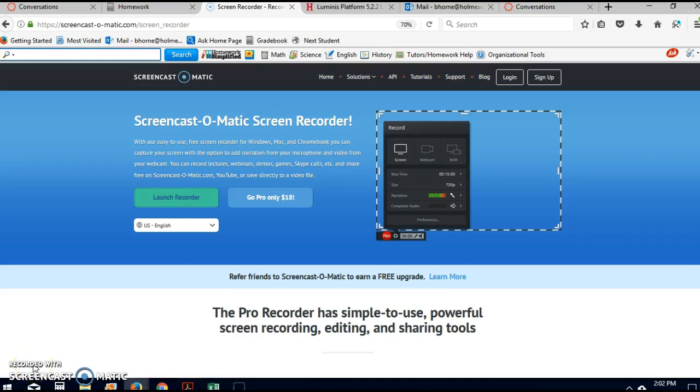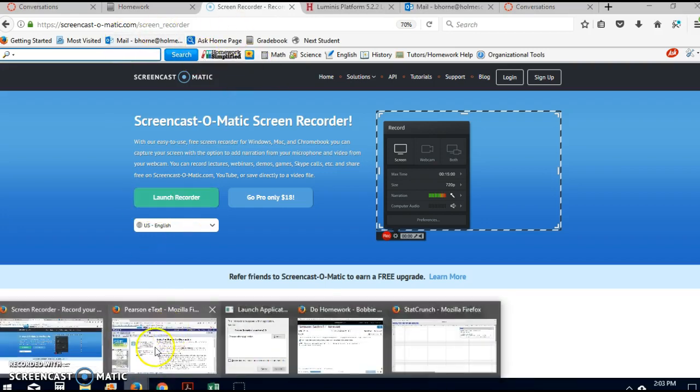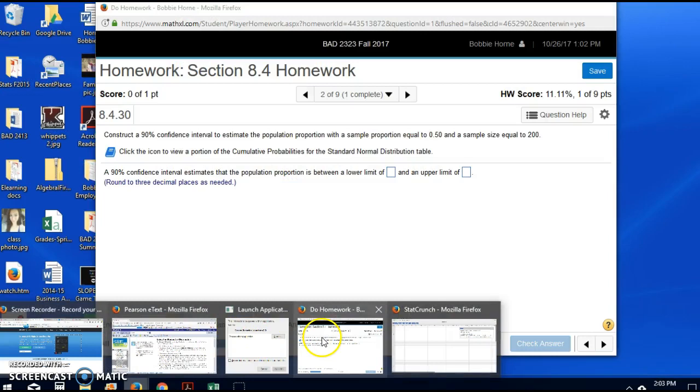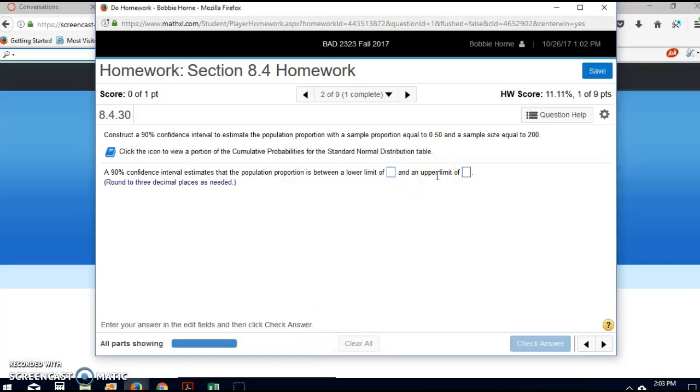Okay, this is a little shortcut for homework 8.4. It's very quick to use this method. And here we're talking about proportions, population proportions, and sample proportions.